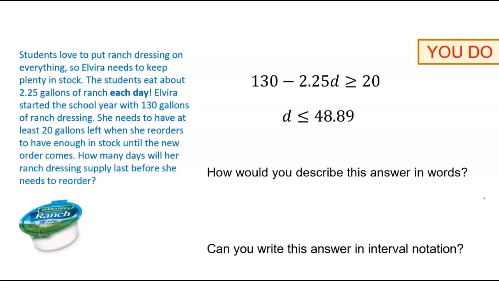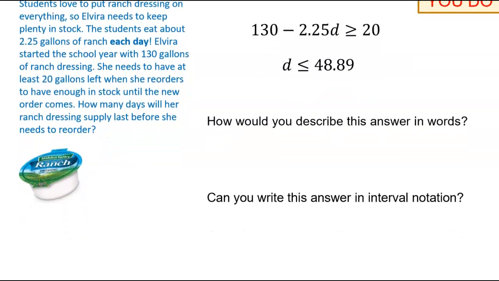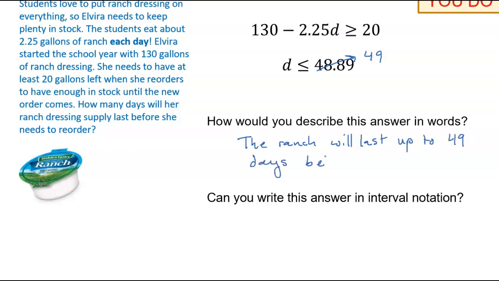So there's, once again, a summary of what we just solved. How would we describe this in words? How many days will her ranch dressing supply last before she needs to reorder? So the ranch supply will last how many days? Less than or equal to 48.89. We could probably round that to 49. She'll run out on day 49, won't have quite enough. So the ranch will last up to, maybe up to 49 days before she needs to reorder.